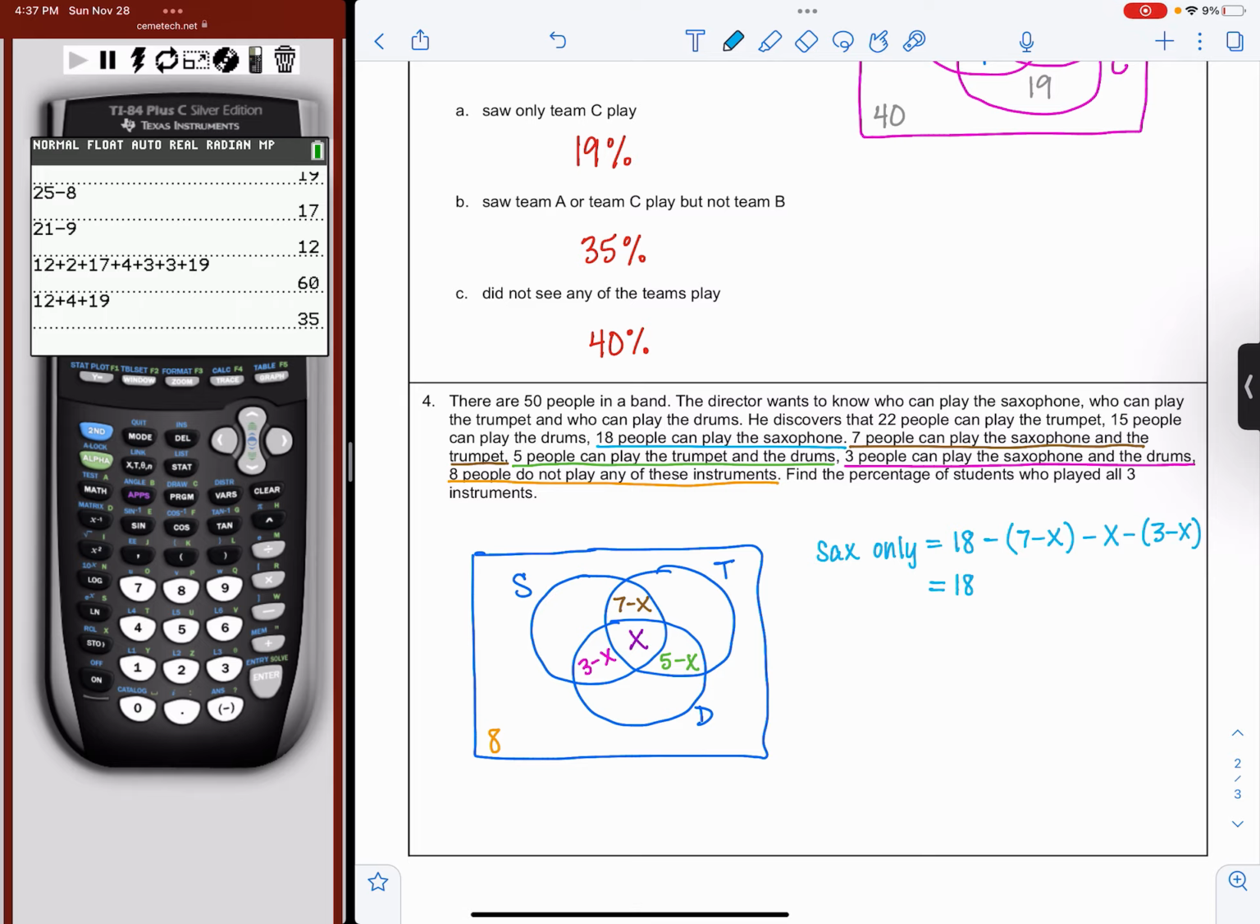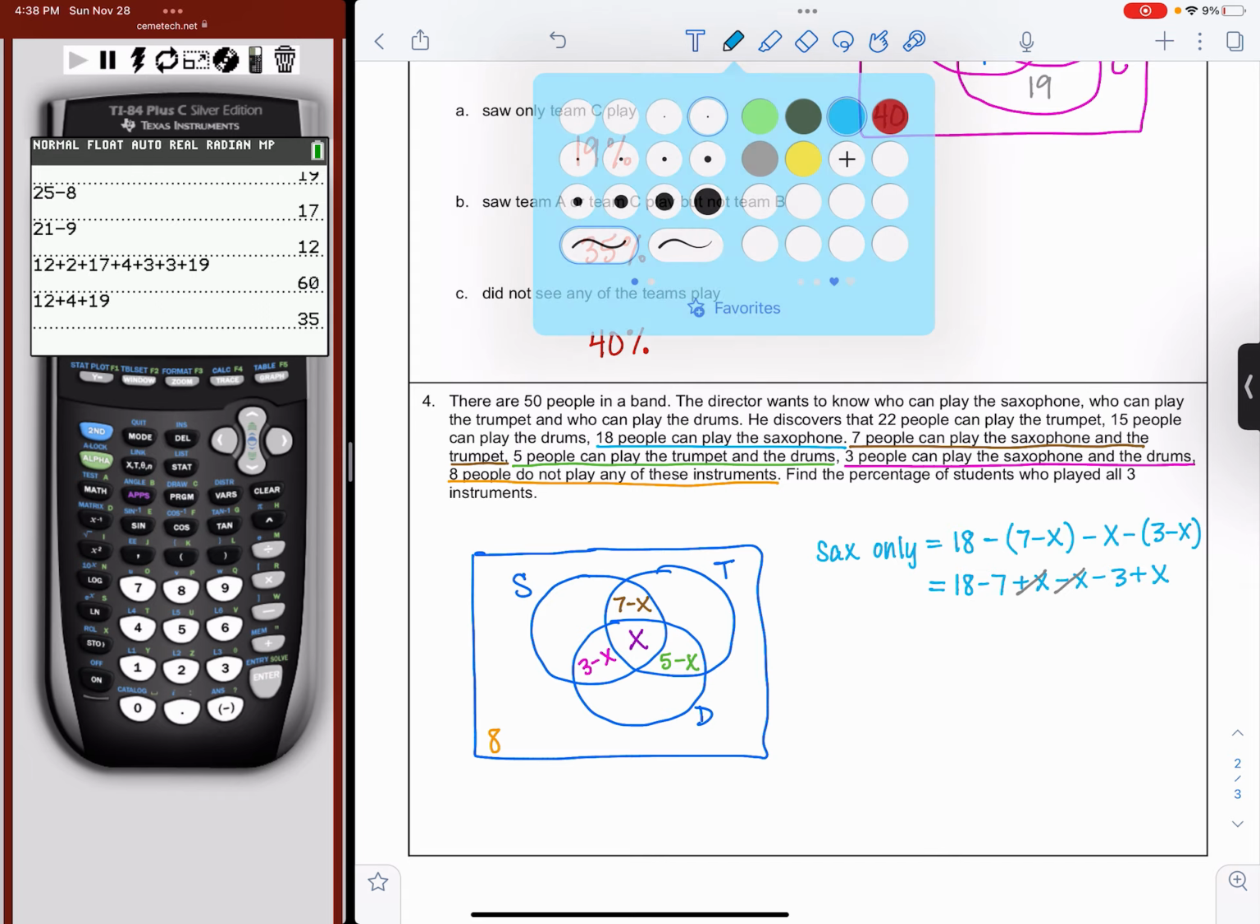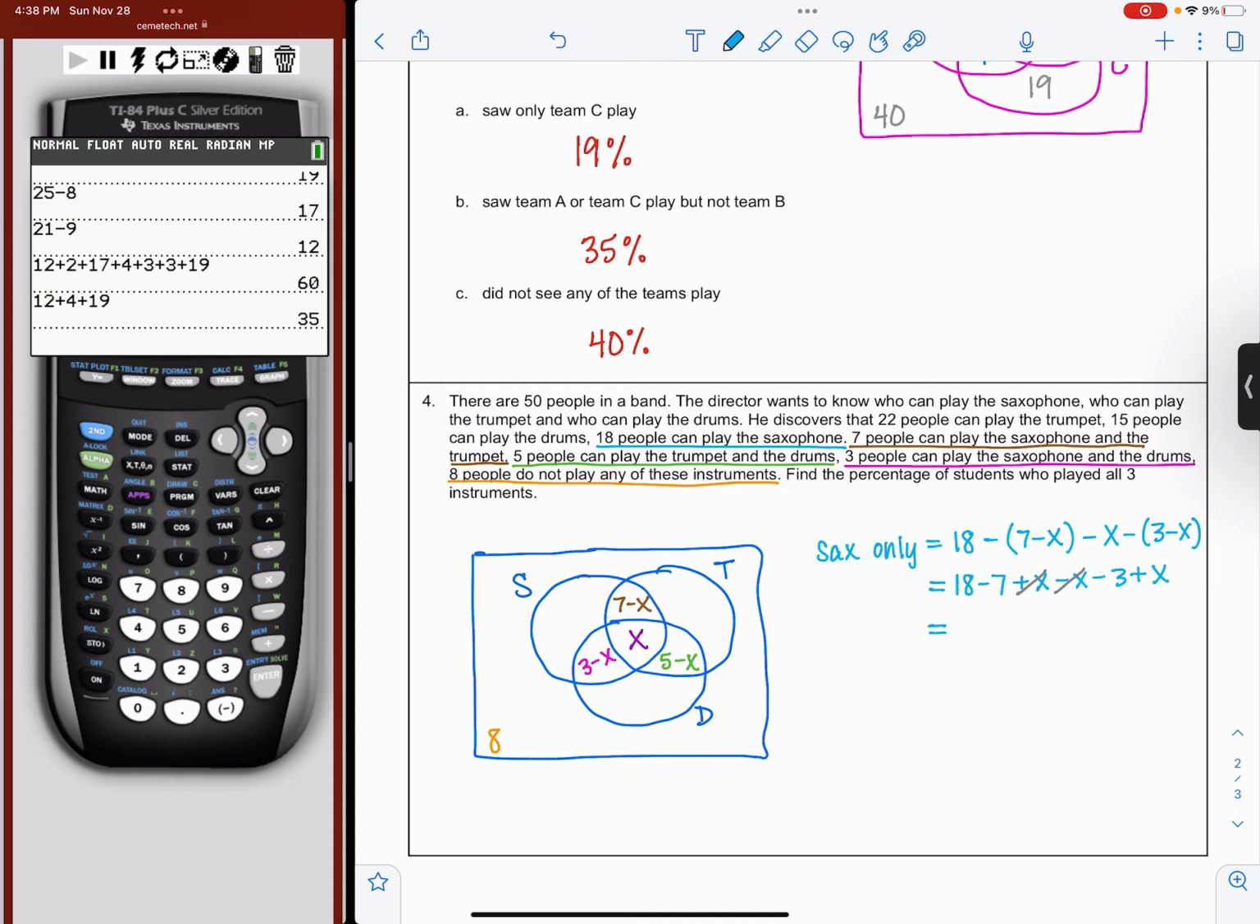18 subtract 7 plus x minus 3 plus x. And I already know that a positive x and a negative x will cancel each other out. And this will leave me with 18 minus 7 minus 3. That's 18 minus 10, and 18 minus 10 is 8. And we will bring down the plus x. So this is going to be 8 plus x here.